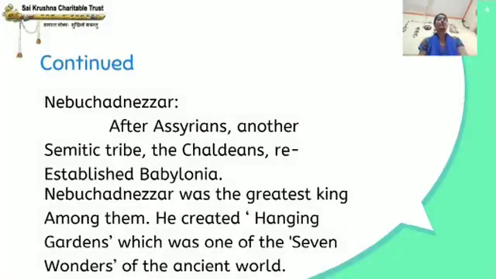And next, Nebuchadnezzar. After Assyrians, another Semitic tribe, the Chaldeans, re-established Babylonia. Semitic, I have told you, means the people who speak the ancient languages like Arabic.